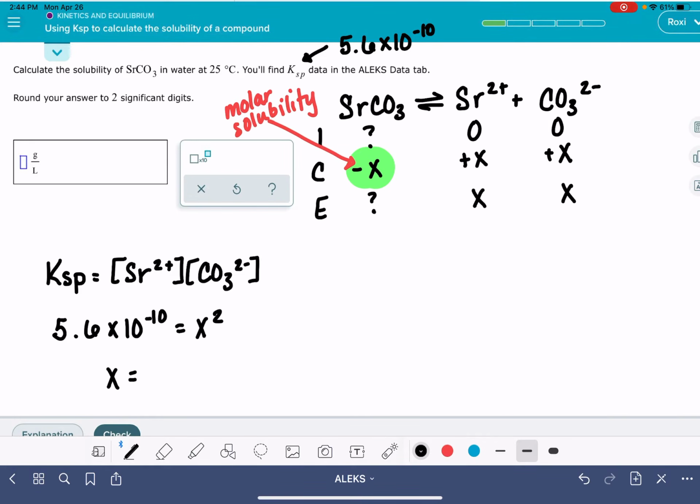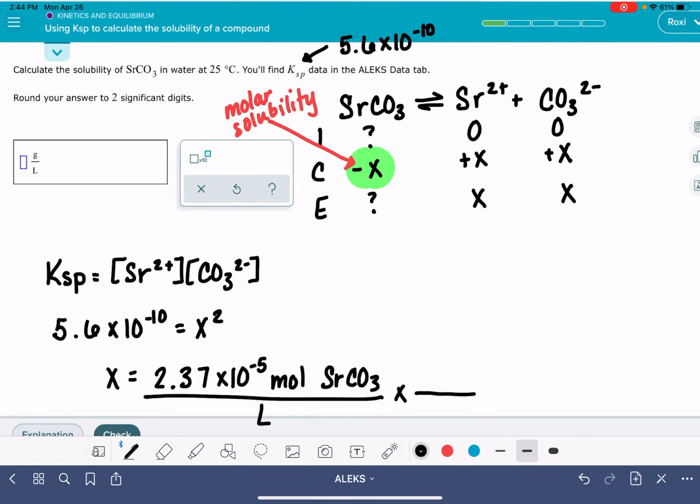So let's solve for x. Square root of 5.6 times 10 to the negative 10. That is 2.37 times 10 to the negative 5. And again, this is the molar solubility. So this is the moles of our compound, SrCO3, divided by liters. To get this into solubility, we just need to do a mole to gram conversion.